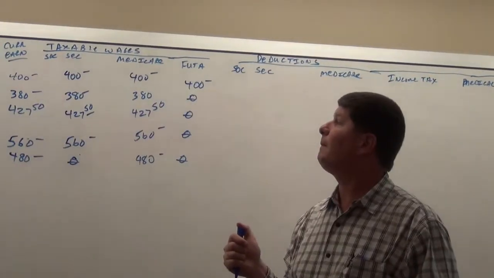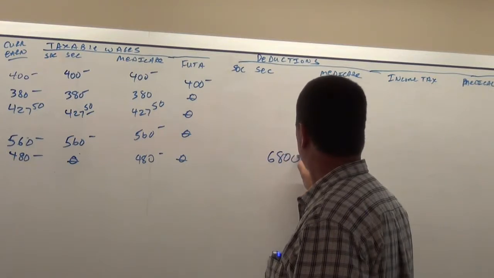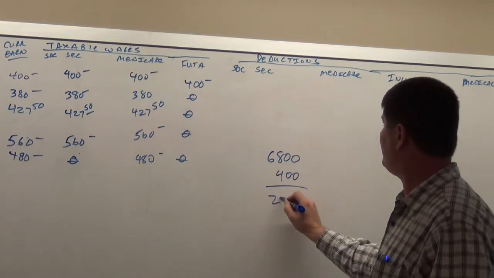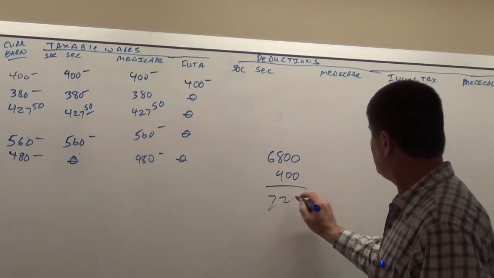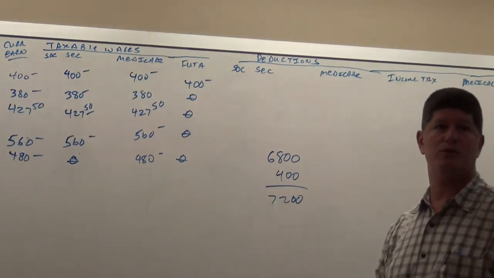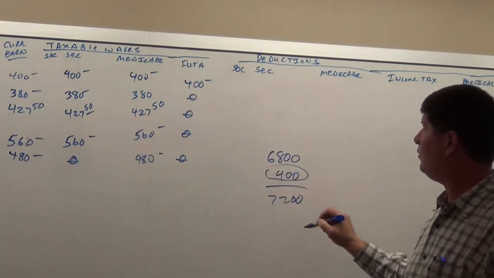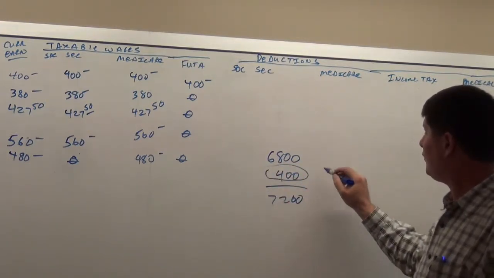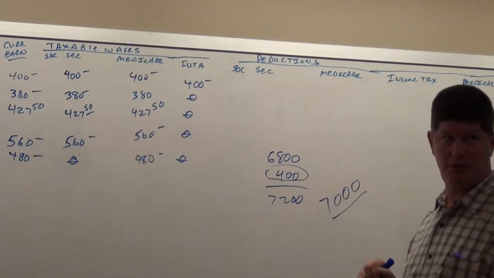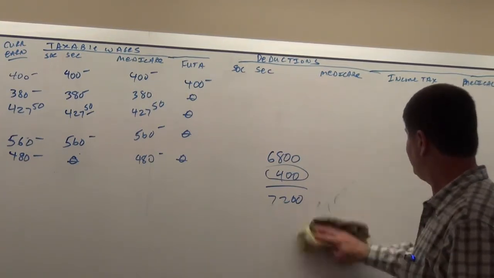Now what if, hypothetical, what if Martinez was at 6,800 and the current wages were $400? That puts him at $7,200, right? So how much of the current wages are taxable? $200. It's only 200, right? It's not the full 400, and it's not zero. It's only that first 200 to get you to 7,000. Good? Question? No? Okay.